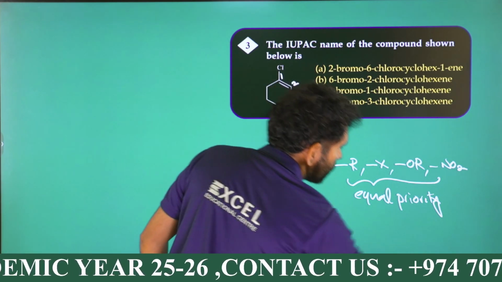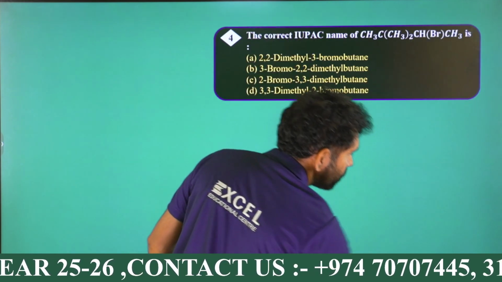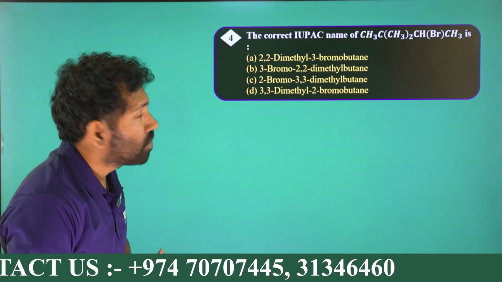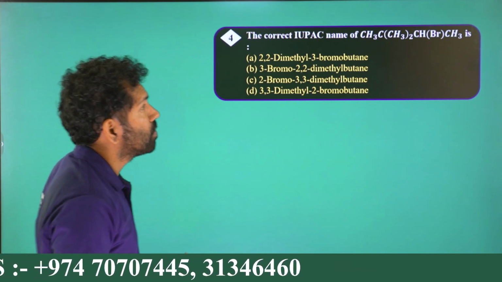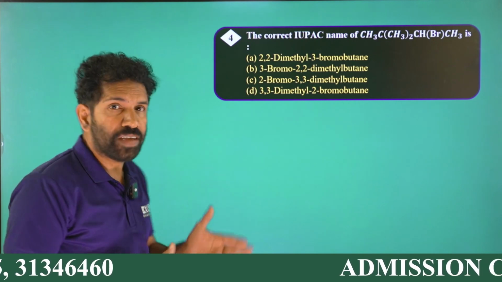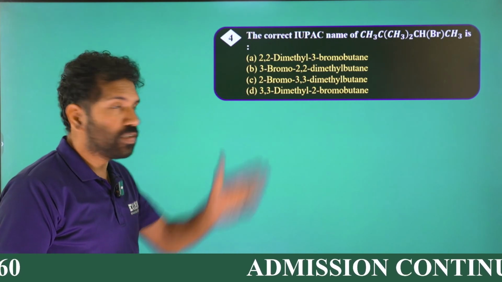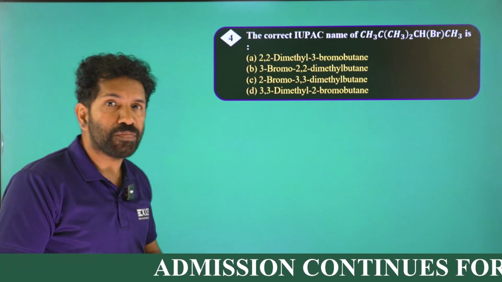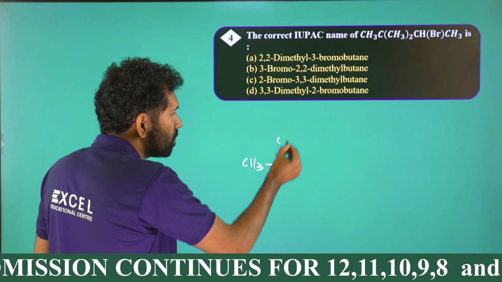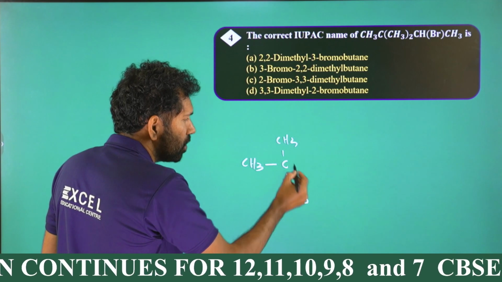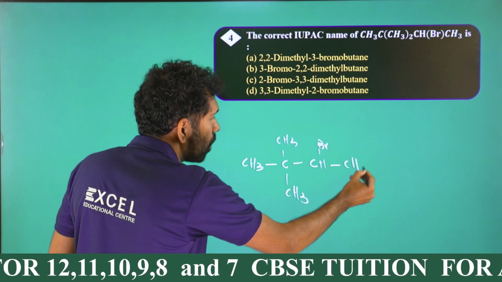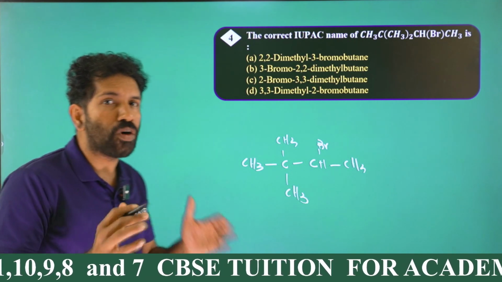Okay. So the next question we are talking about now. The correct IUPAC name of (CH3)3C-CHBr-CH3 is asked. So we have to expand the condensed formula. This is given in condensed form, and you have to expand it. How to expand? This is a compound CH3, C, CH3, again CH3, CHBr, CH3.